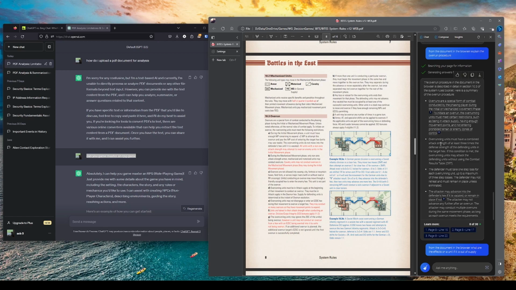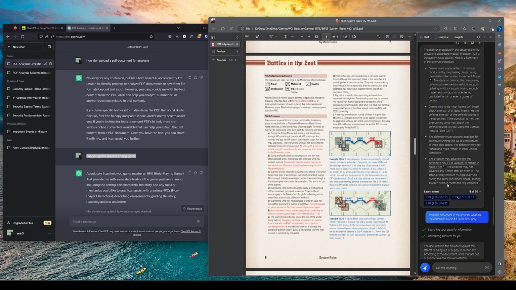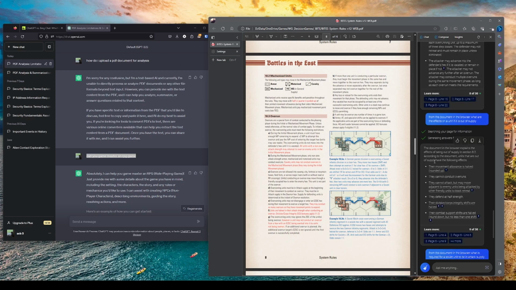See, that's interesting. Overrunning units must have a combined attack 3 times the defensive strength of defender units. Ooh, I think it may have picked up this and thought these were rules. That's pretty wild. So maybe not quite here.